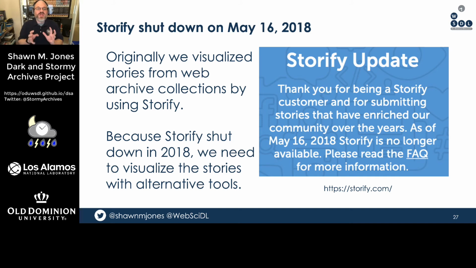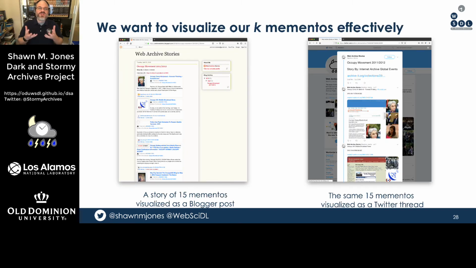Originally, we visualized stories from web archive collections by using Storify. And because it's shut down, now we need to find an alternative. But there's a variety of criteria. I mean, we want to visualize our K mementos effectively. We want to do things like take a story of 15 mementos and visualize them as a blogger post, or maybe take the same and visualize them as a Twitter thread.